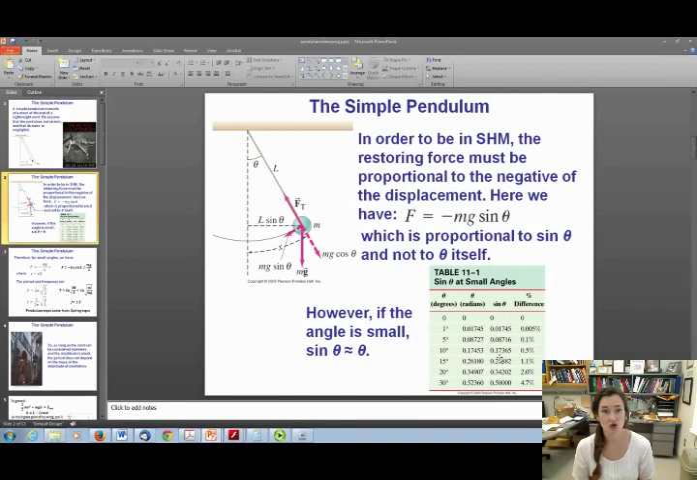For example, for 1 degree, which is 0.01745 radians, the sine of theta is basically the same as theta to 5 digits past the decimal point. For 5 degrees, it's only off by just a little bit. You get 0.08727 radians versus sine of theta giving you 0.08716. So there's good agreement all the way up to about 10 degrees. Past 10 degrees, the agreement gets worse. So generally we say that this approximation will work for a simple pendulum as long as the angle is 10 degrees or less.